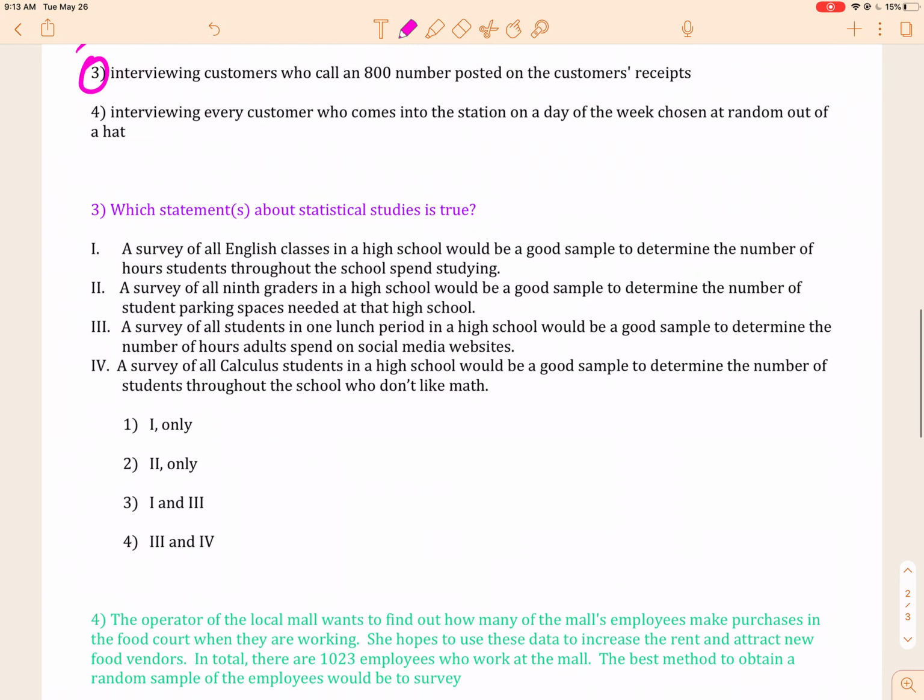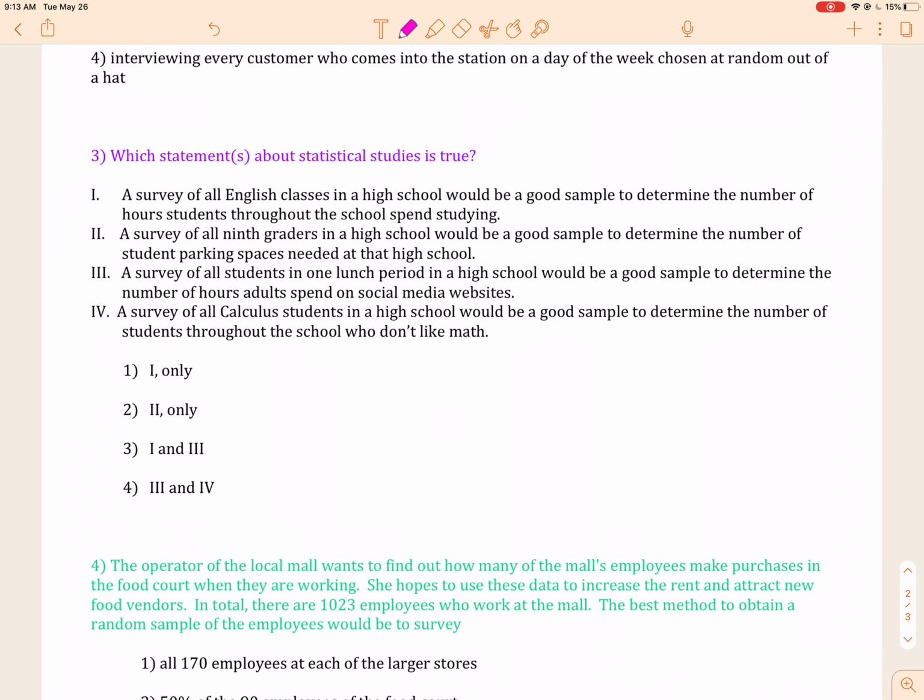Okay? Which statement about statistical studies is true? This is a good question to understand that your sample should be a good representation of the population. So it says, 1. A survey of all English classes in a high school would be a good sample to determine the number of hours students throughout the school spend studying. Yeah, sure. If you go to each English class, almost every single kid has an English class, so it would be a good representation of the population. And it's not like kids in English are taking all different classes, because you could be in English and be in AP courses, or in English as a second language courses. It doesn't matter. It's a good representation of the population.